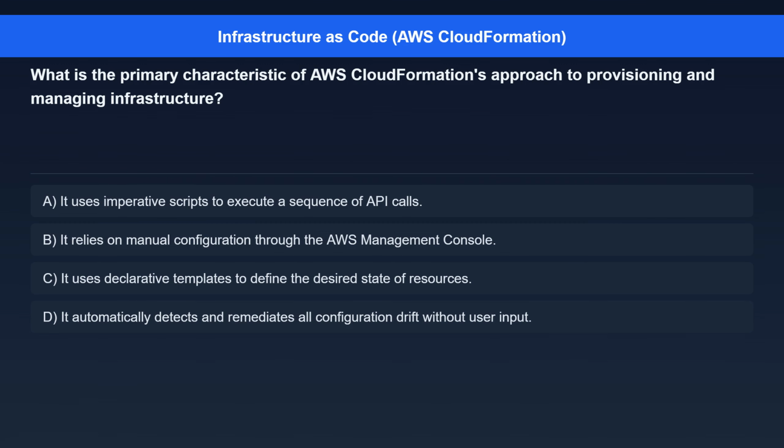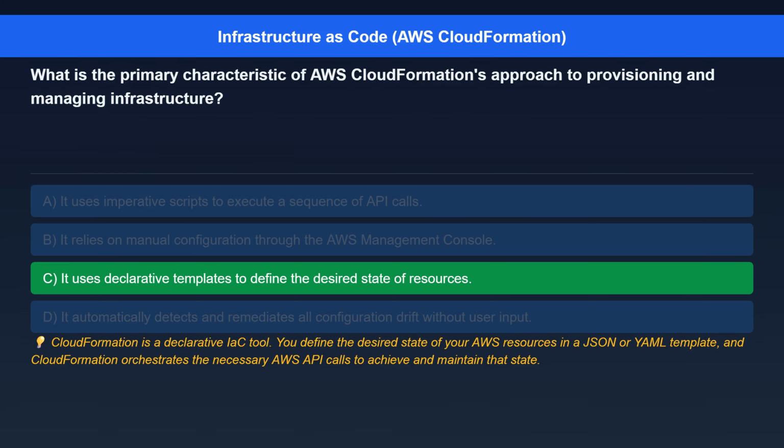Question 1. What is the primary characteristic of AWS CloudFormation's approach to provisioning and managing infrastructure? Option A. It uses imperative scripts to execute a sequence of API calls. Option B. It relies on manual configuration through the AWS Management Console. Option C. It uses declarative templates to define the desired state of resources. Option D. It automatically detects and remediates all configuration drift without user input.